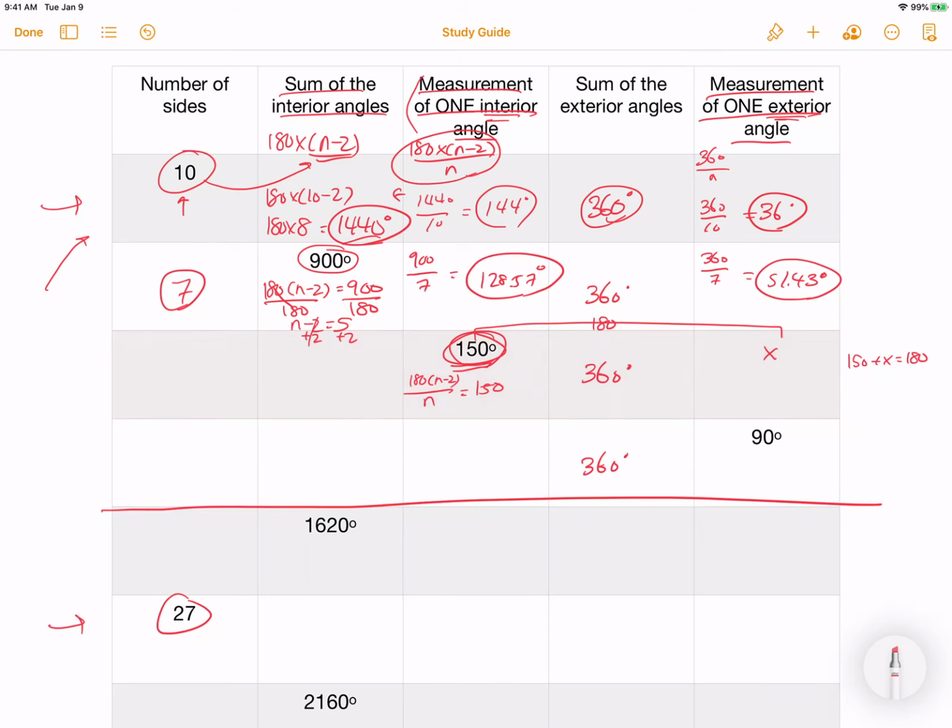What do you think x is going to equal? Well, subtract 150 from both sides of this equation, and you should get 30 degrees. So x is simply just 30 degrees for this one. So that is going to be the measurement of one exterior angle.